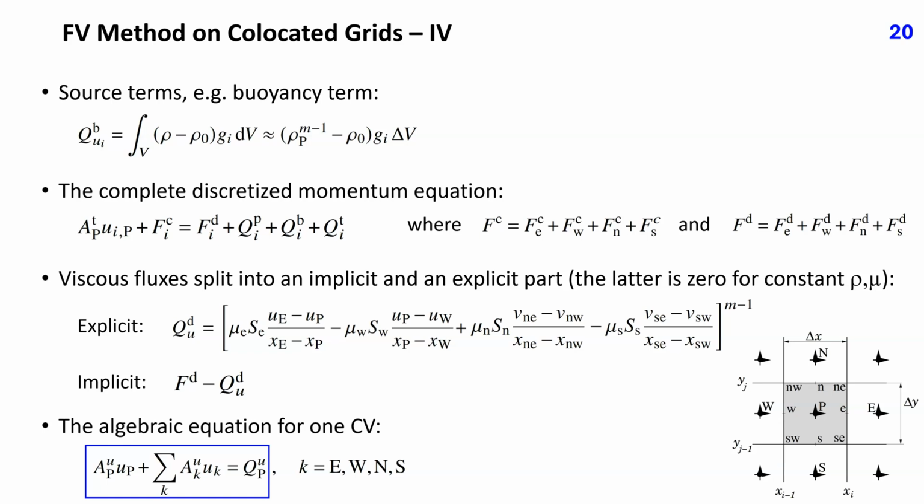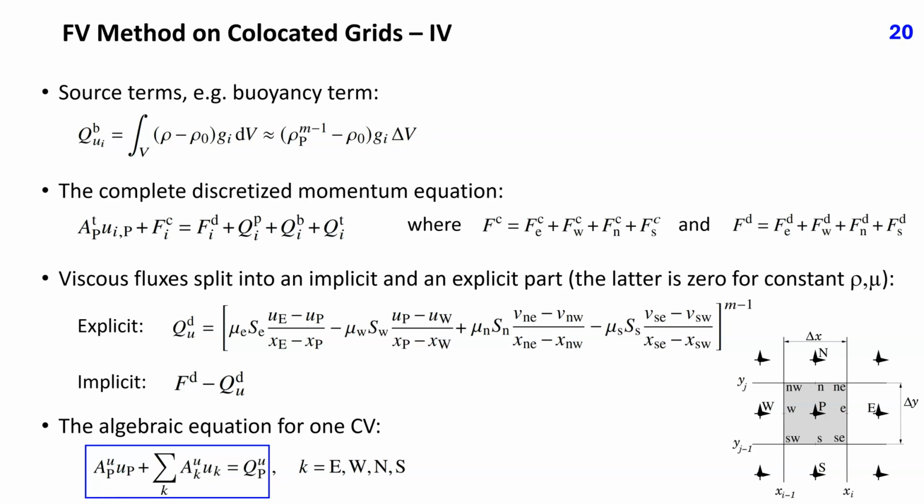Source terms, if present, are integrated over volume. That is, the value of the volumetric source at the cell center is multiplied by the cell volume. For example, if density is not strictly constant and we use the Boussinesq approximation, in all terms other than the gravity term, density is treated as constant, equal to the reference density. And in the buoyancy term, the difference between local density, which may vary with temperature or concentration, and the reference density is multiplied with gravity and cell volume. This completes the discretization of all terms in the momentum equations.